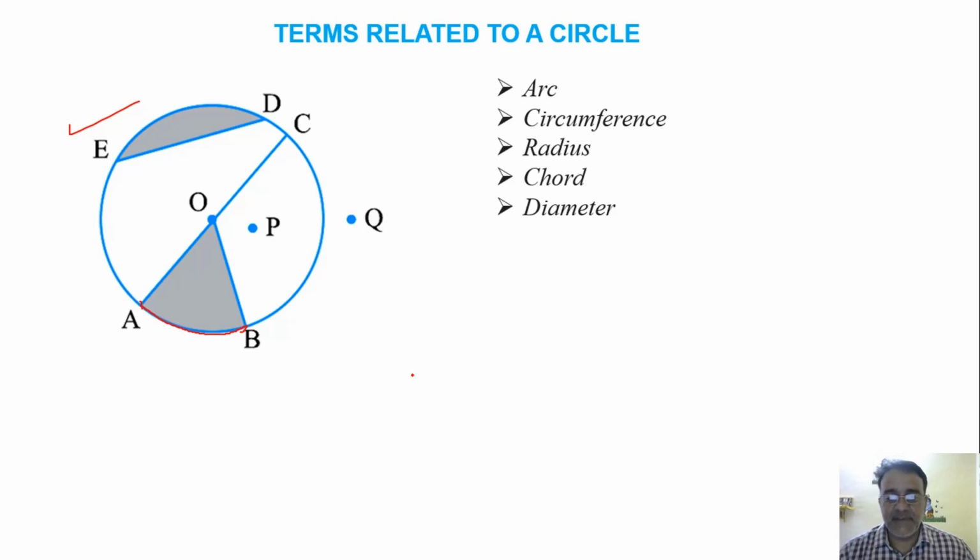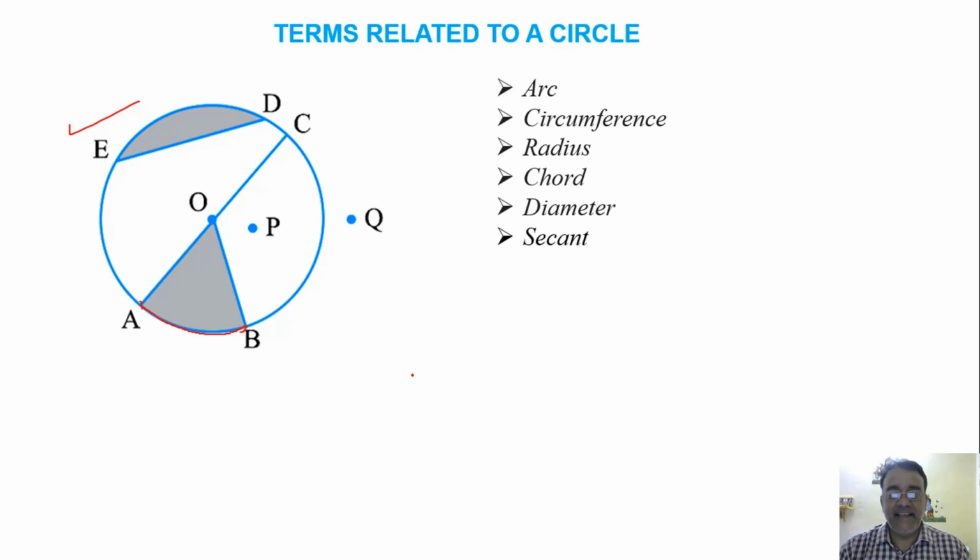Now next is diameter. Diameter is the chord which passes through the center. Diameter is 2 times the radius. Diameter is the longest chord. Diameter is a line segment passing through the center having end points on the circumference of the circle. So we can define diameter in two or three ways here. So can you identify the diameter in this figure? Yes, sir. AC. Very good.